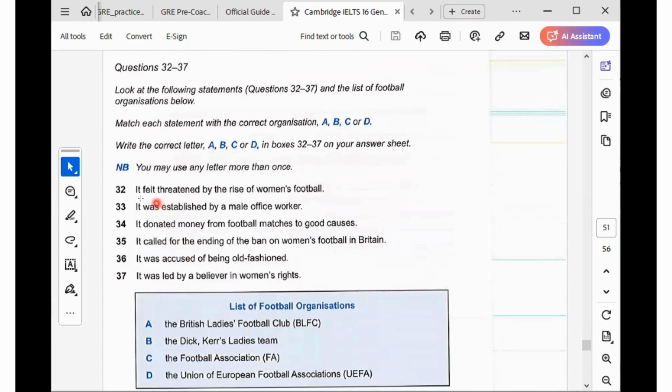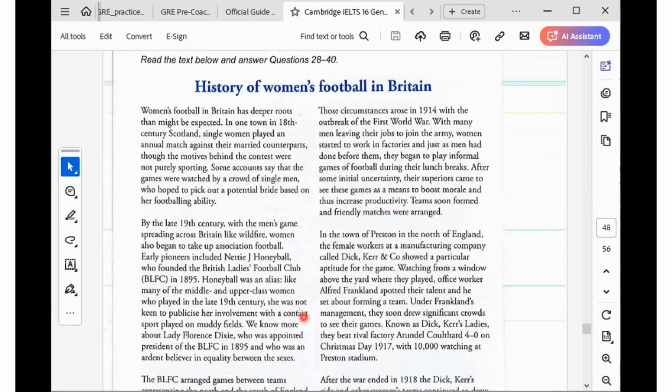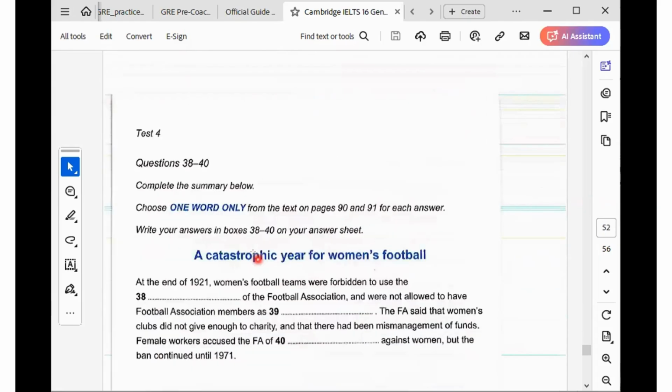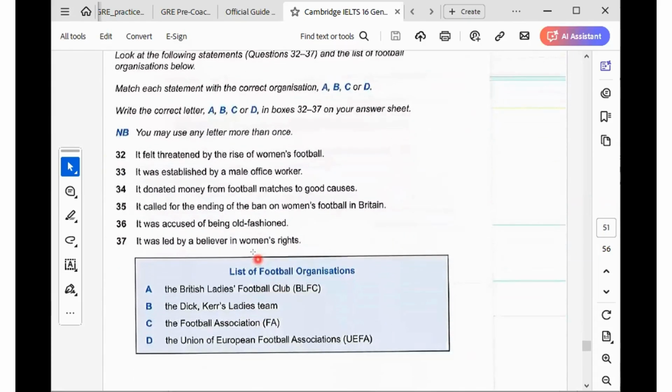BLFC felt threatened by the rise of women's football? No. It was established by a male office worker? Who established BLFC? Early pioneers, Nettie J. Honeyball, who founded BLFC. We don't know whether this Nettie J. Honeyball is a guy. We don't know. It was established by a male office worker.